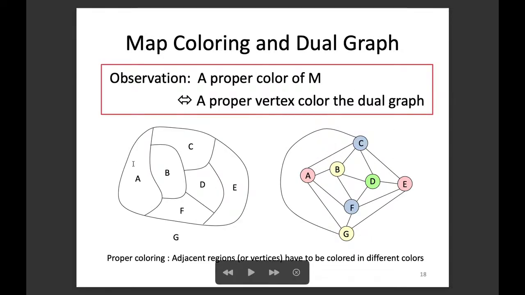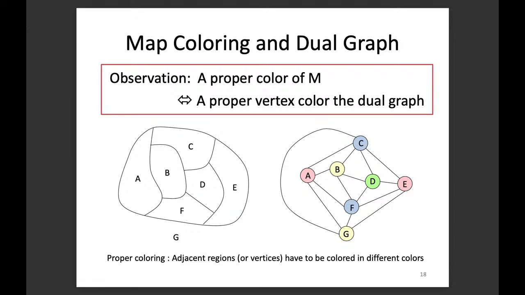So we want to do coloring on this map. What is meant by a coloring? We want to color each region or each vertex here by one color. And then we want the regions that are attaching to each other to be colored differently. Or here on the right-hand side in the dual graph, we want the vertices that are linked by an edge to be colored in different colors. Such a coloring is called a proper coloring. And then the question here is, how many colors do we need?